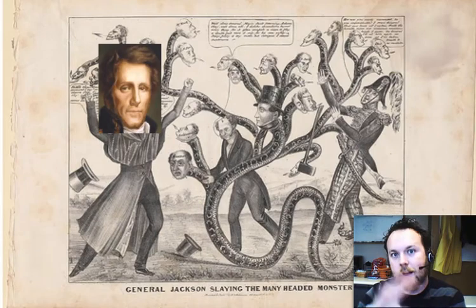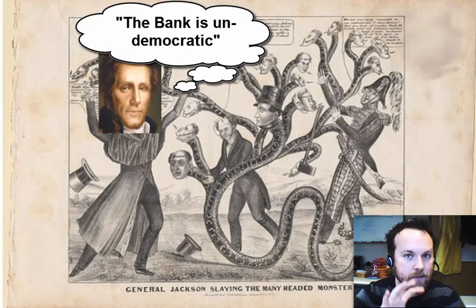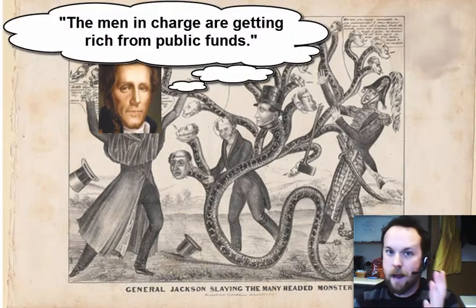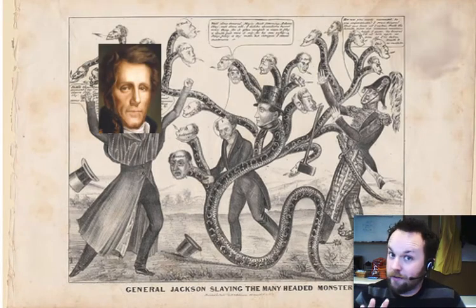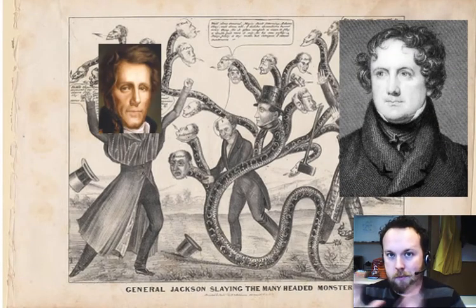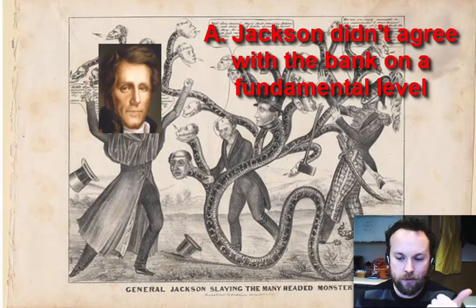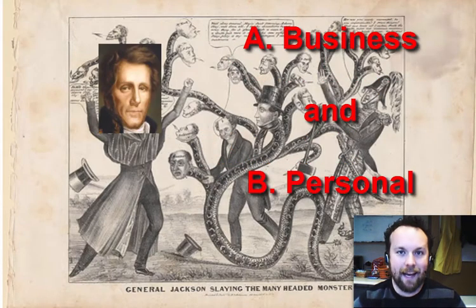So Jackson and other Democrats saw the bank as being undemocratic because it basically put private bankers in charge of the country's money system. So Jackson condemned the men that were in charge for getting rich off of public funds, and specifically, he resented the president of the bank, Mr. Nicholas Biddle, because he saw Biddle as being arrogant and having influence over Congress. So, A, Jackson didn't agree with the bank on a fundamental level, and B, he was taking out his frustrations with Biddle. It was business and it was personal.